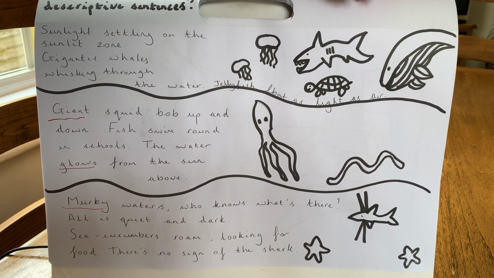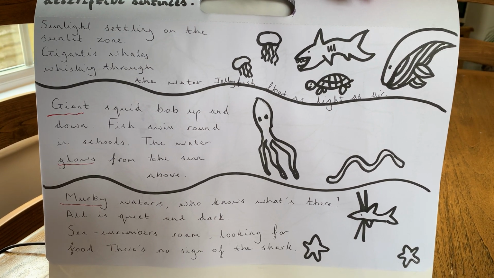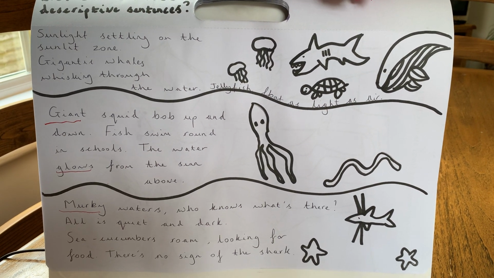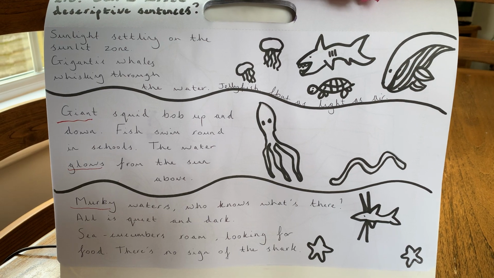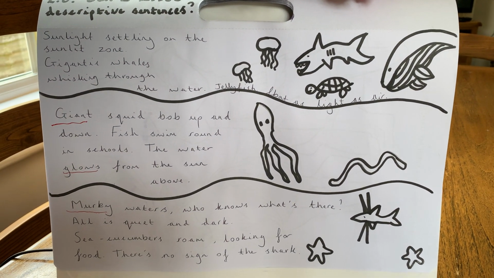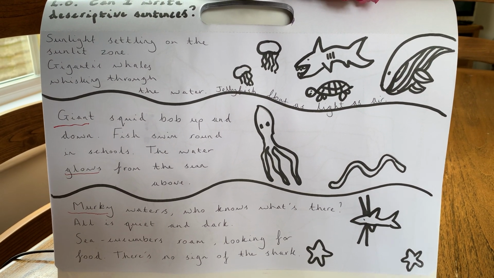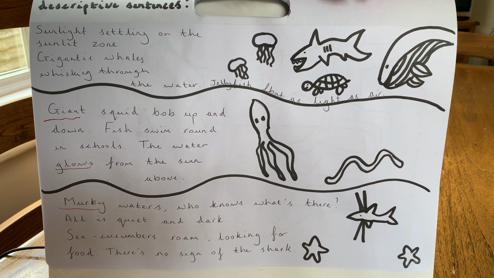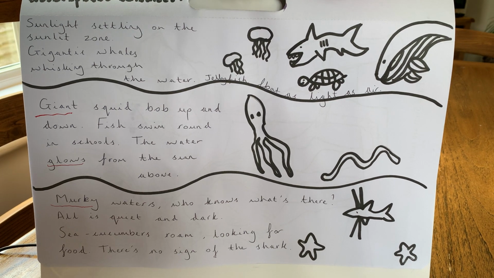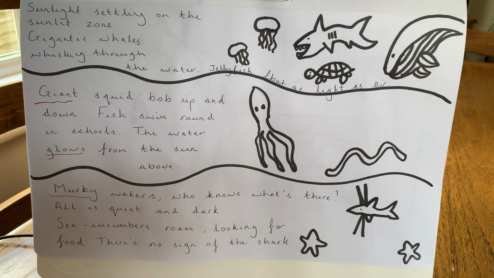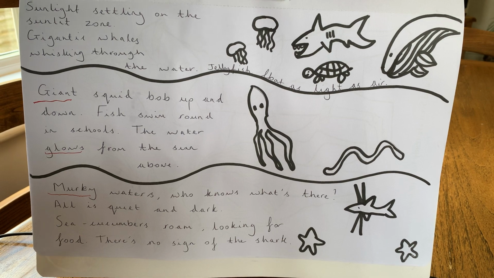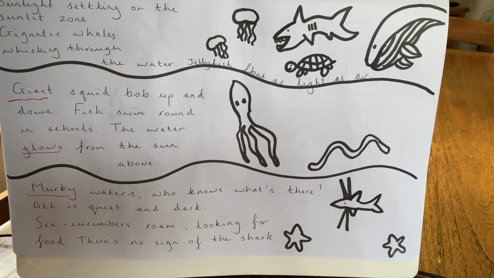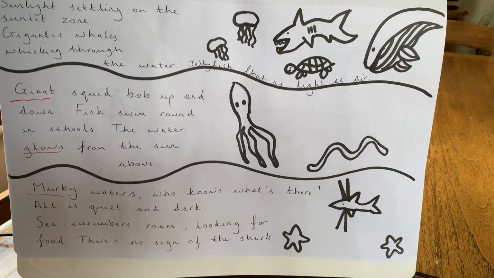So I'm going to start at the top. Remember, we're going to be looking out for those 3 things: describing words, alliteration and similes. So starting up here, sunlight settling on the sunlit zone, gigantic whales whisking through the water, jellyfish float as light as air, giant squid bob up and down, fish swim round in schools, the water glows from the sun above.